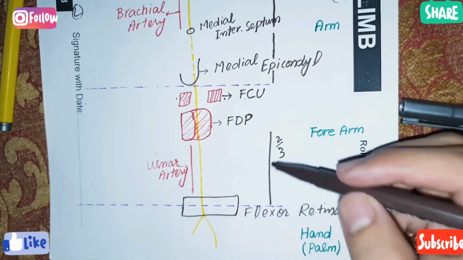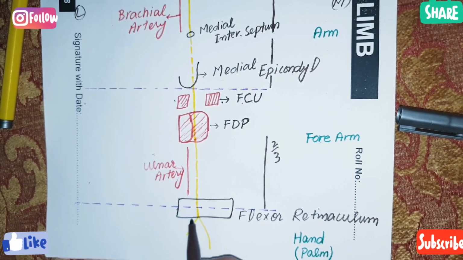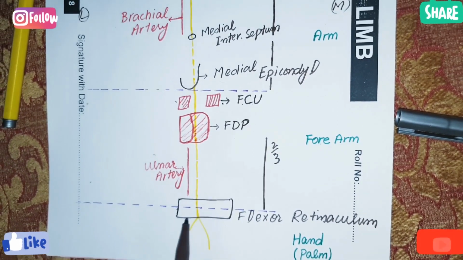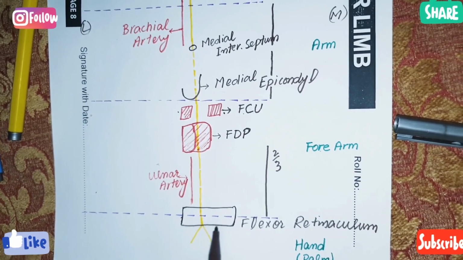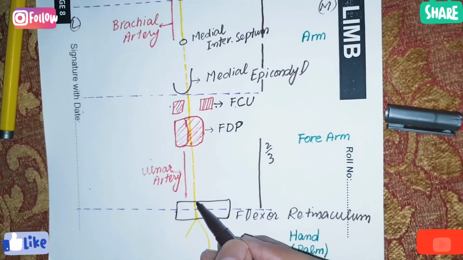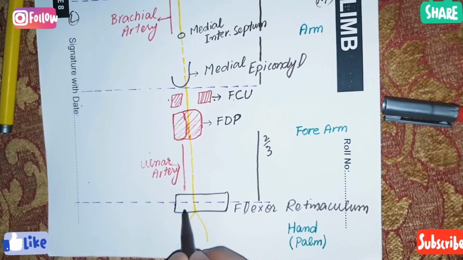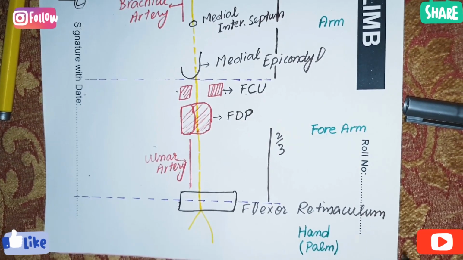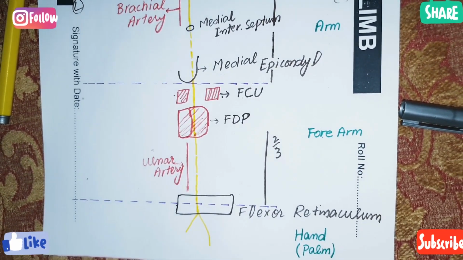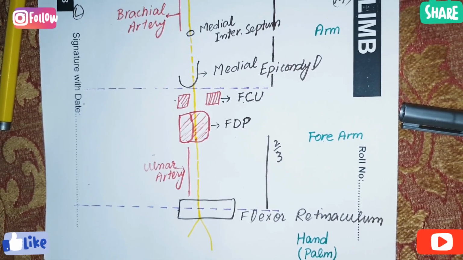Descending downwards, the nerve passes superficial to the flexor retinaculum, a band of deep fascia near the wrist joint. This is its proximal border and this is its distal border. After passing superficial to the flexor retinaculum, at its distal border the nerve divides into superficial and deep branches to supply cutaneous as well as muscular innervation to the muscles of the hand, particularly its palm and dorsal region. So this is all about the course of the ulnar nerve.